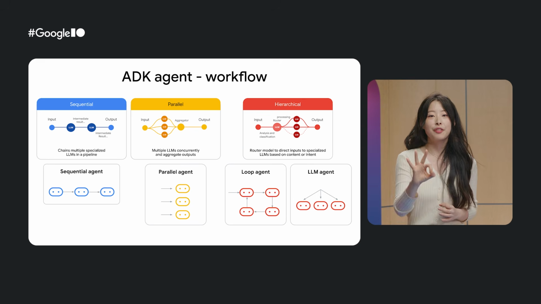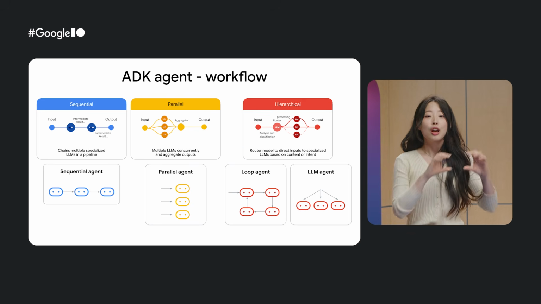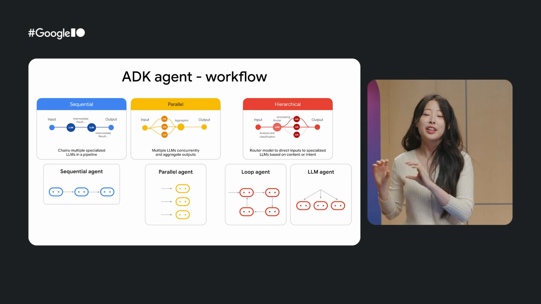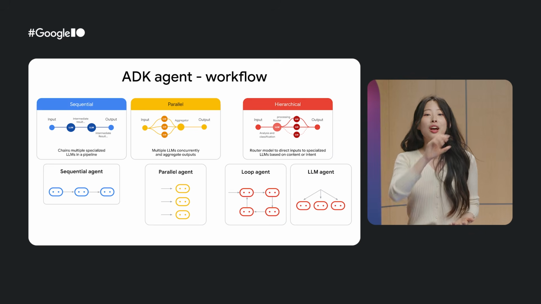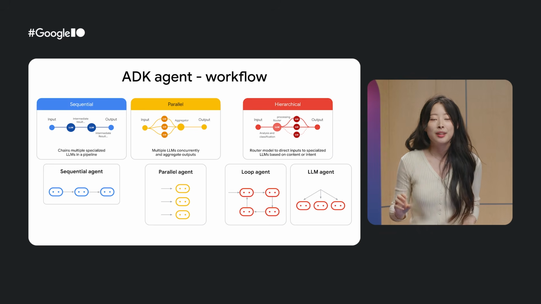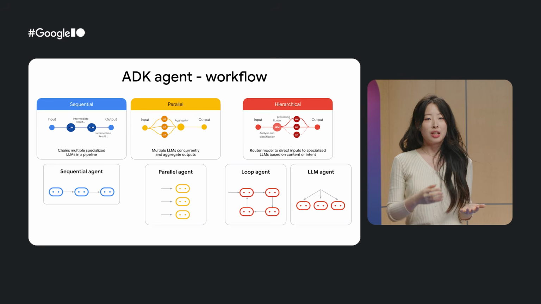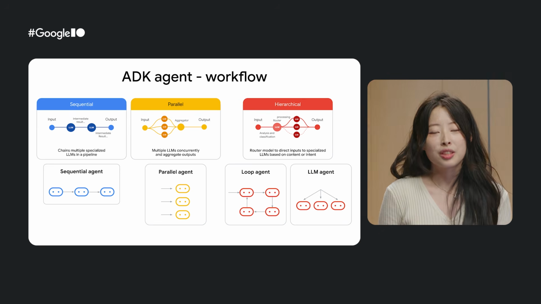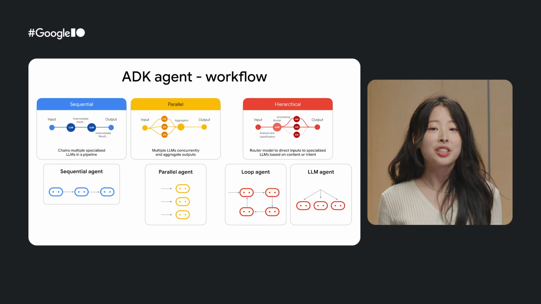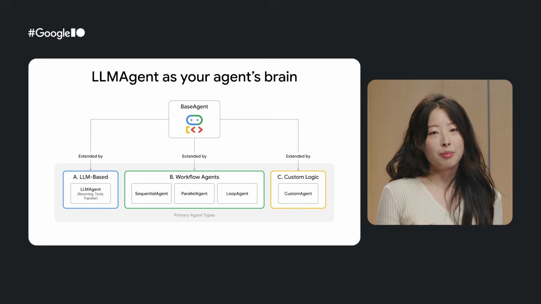ADK gives you 3 flavors. Sequential agent runs sub-agents one after another in order. Parallel agent runs sub-agents at the same time. Loop agent runs a sub-agent repeatedly until a condition is met. For most use cases, including everything we're building today, you will reach for the LLM agent.